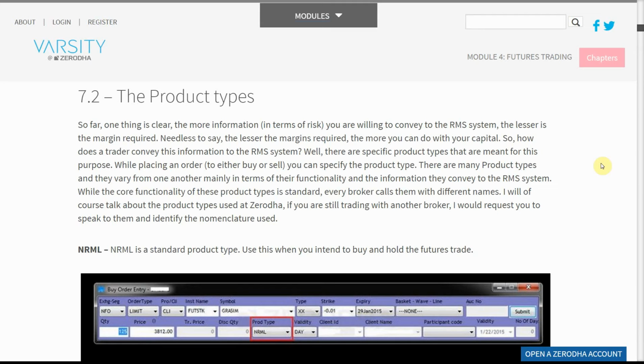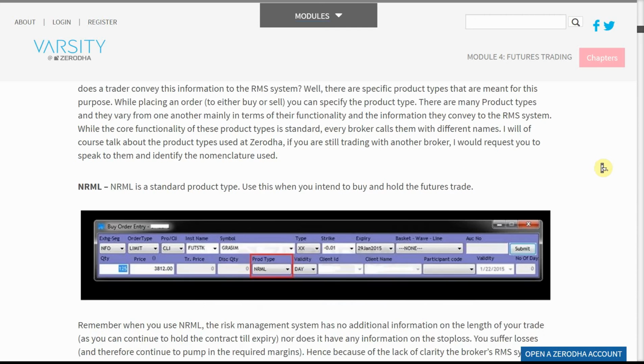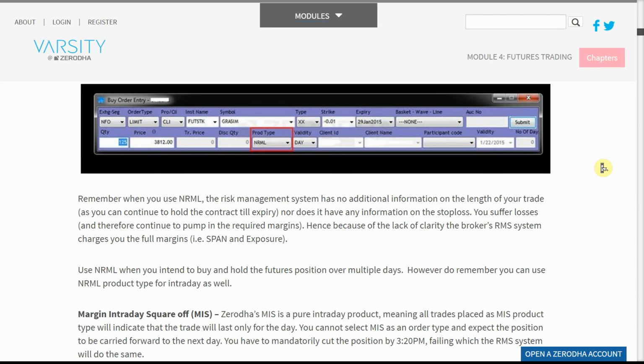You suffer losses, and therefore continue to pump in the required margins. Hence, because of the lack of clarity, the broker's RMS system charges you the full margins, i.e., SPAN and exposure. Use NRML when you intend to buy and hold the futures position over multiple days, however do remember, you can use the NRML product type for intraday as well.